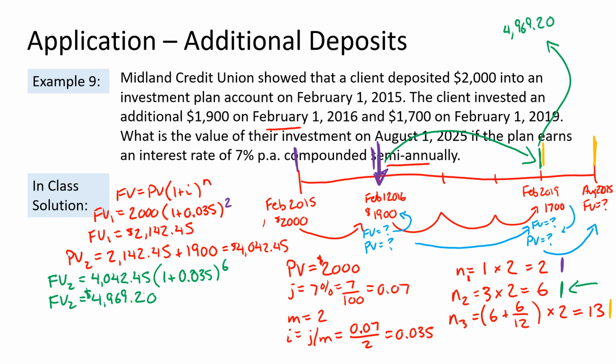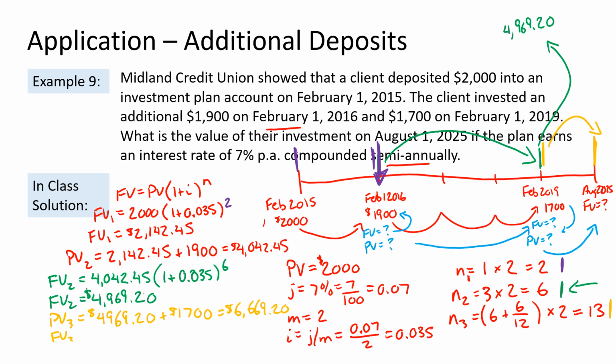At that point, which is now 4 years from when we started, we're adding an additional $1,700. So again, I'll change to another color. Our present value for the third calculation is the amount of money we have, $4,969.20, plus the additional $1,700 we're adding. That puts our account at $6,669.20. Now we can do our final calculation all the way to August of 2025.